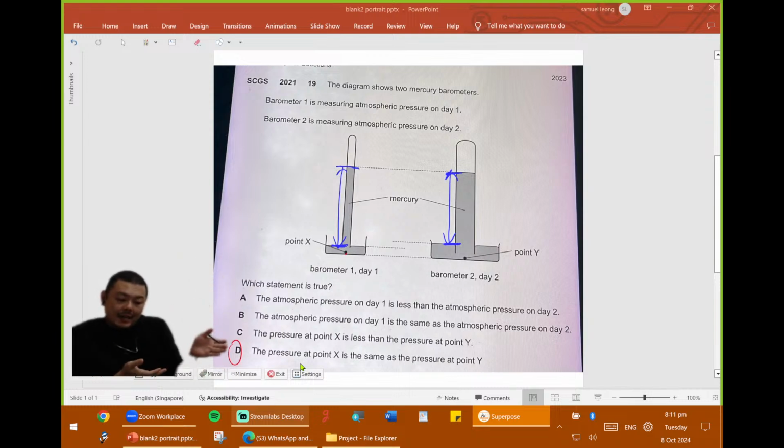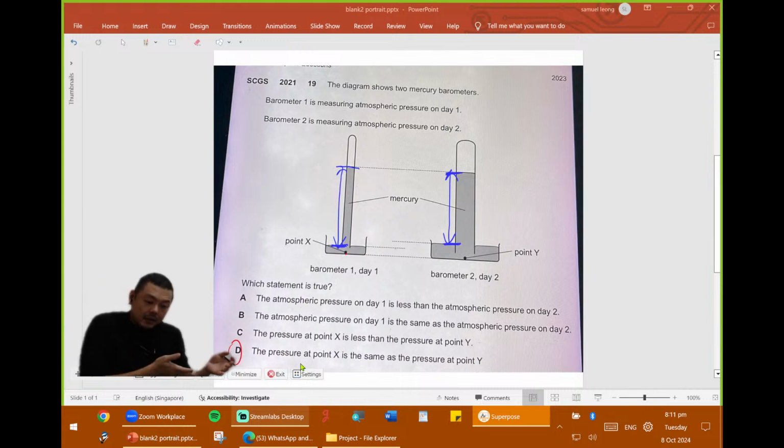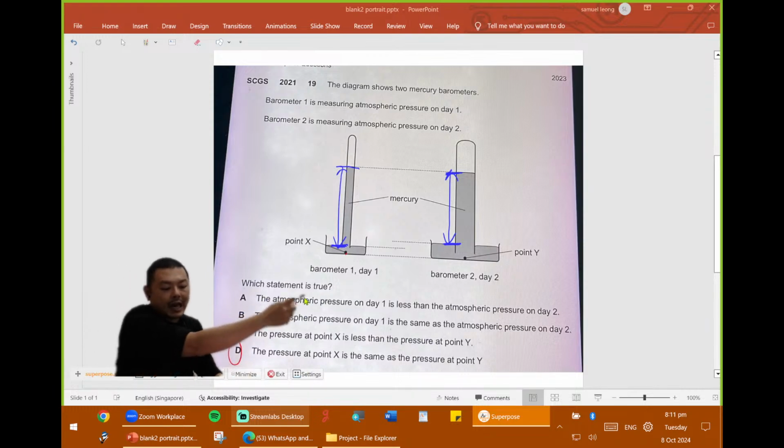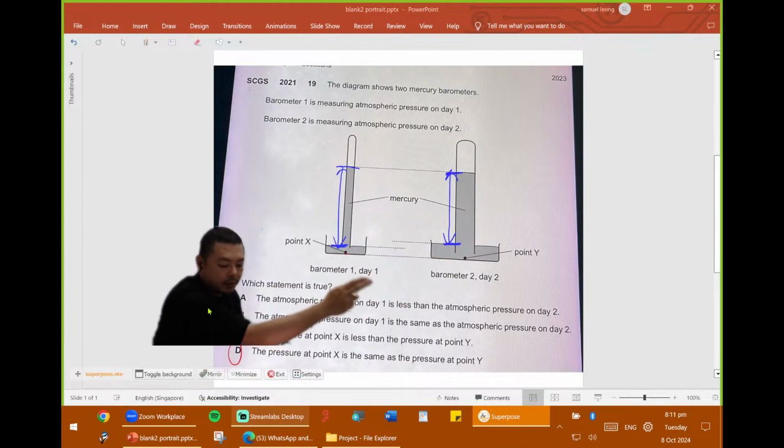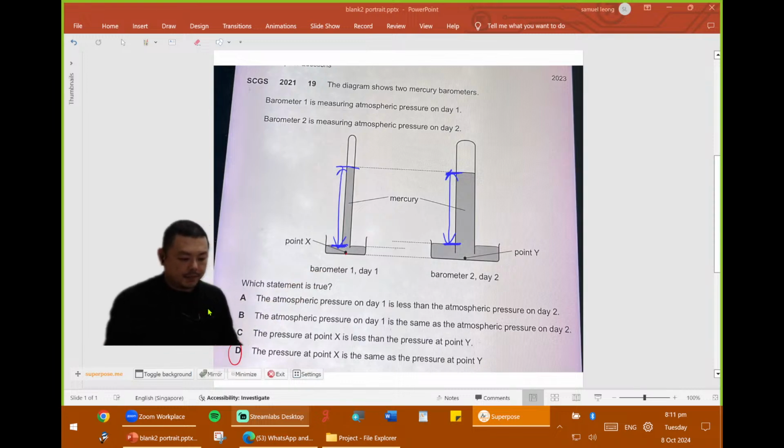And when you look at C and D, they're asking me to compare something else. I have to move on. I can't think about atmospheric pressure anymore, because C and D are not asking about atmospheric pressure. They're simply asking what the pressure at the bottom here is. Then the pressure of both of them will be the same, because they have the same amount of mercury on top.